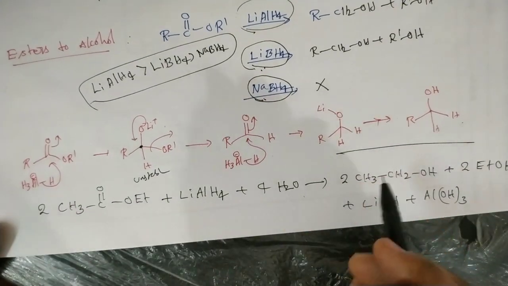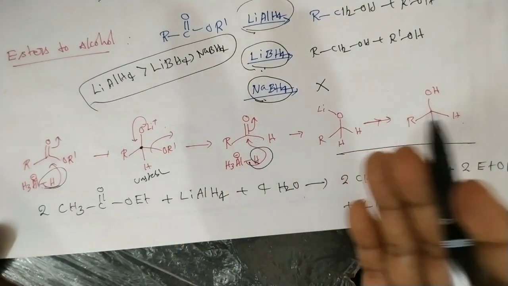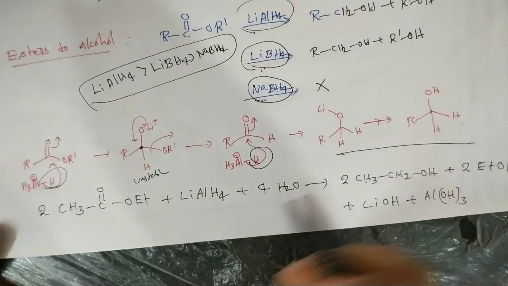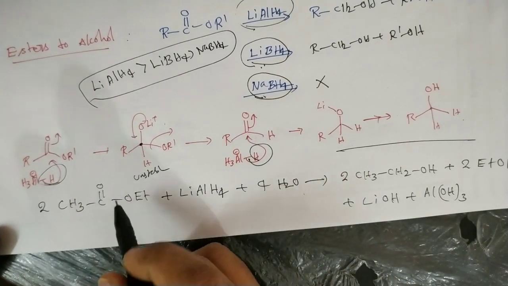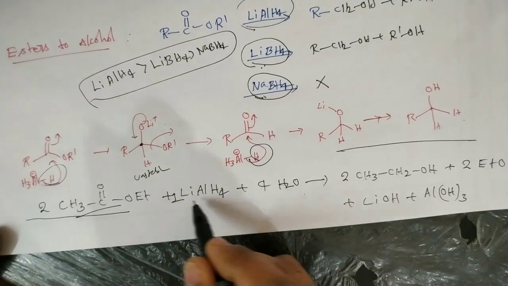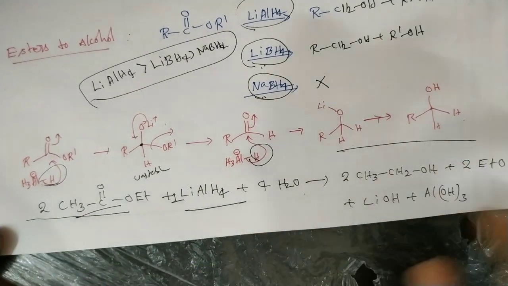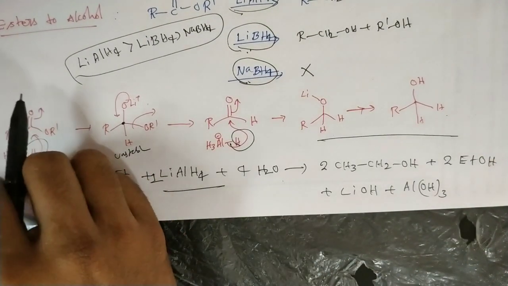So in this case two hydrogens are involved in the reaction, that means to reduce ester into alcohol. Totally, you can see here the balanced reaction: two moles of ester are reduced by one mole of lithium aluminum hydride. This is the balanced equation for the ester reduction. Okay, so next.